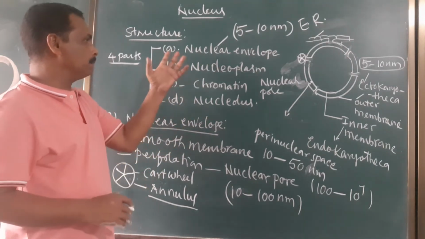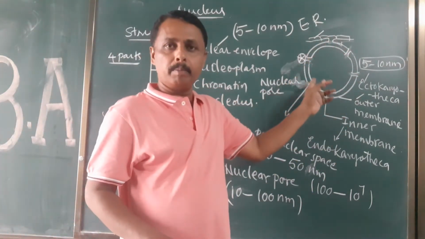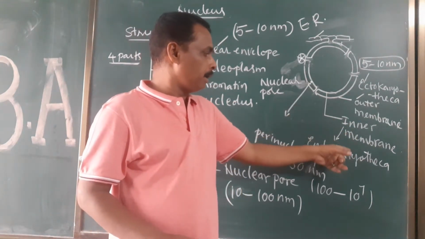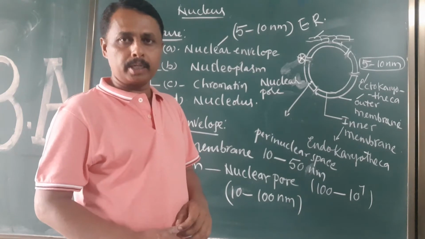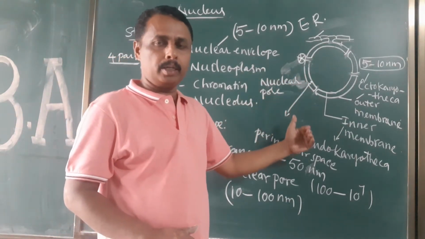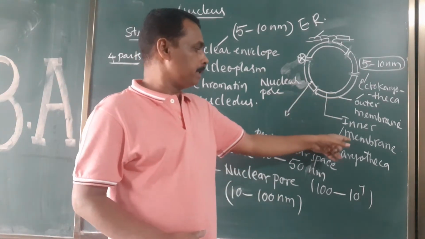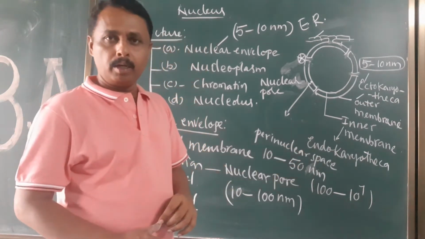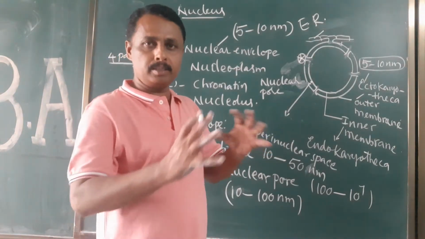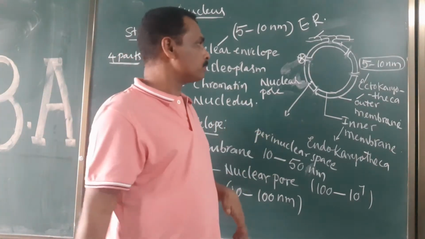So when talking about nuclear envelope, it is a double membranous cell organelle. Outer membrane is called ectokaryotheca. Inner membrane is called endokaryotheca. Between these two membranes, there is a space called peri-nuclear space, which is about 10 to 15 nanometers in diameter.